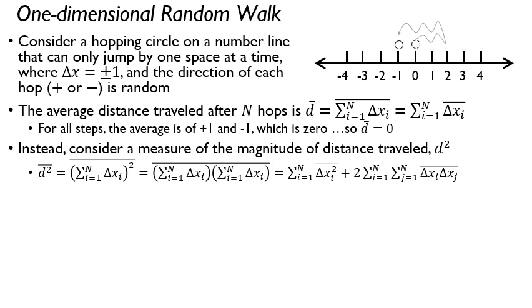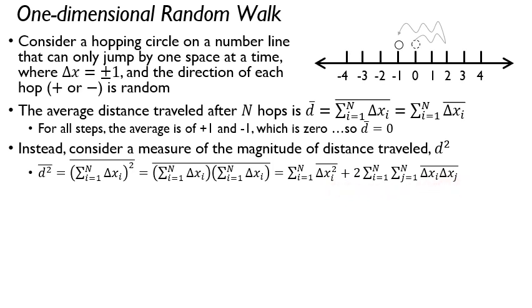Okay, so if we take the distance traveled, then the average distance squared is going to be the average of the sum of these steps squared. And we can break this out into the sum of the steps times the sum of the steps. This is then going to be equal to the sum of the average step size squared, plus 2 times the sum over the average of step 1 times step 2. Okay, so we're just expanding this product here, and we're using that usual rule that the sum of the averages is equal to the average of the sum.